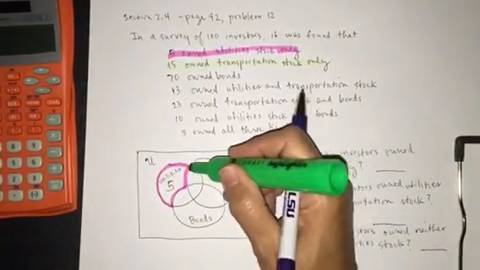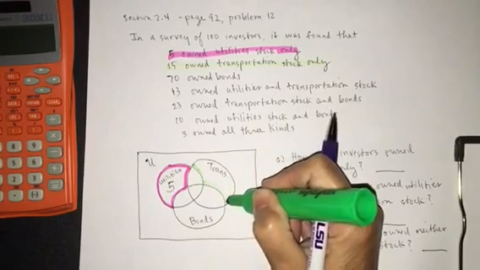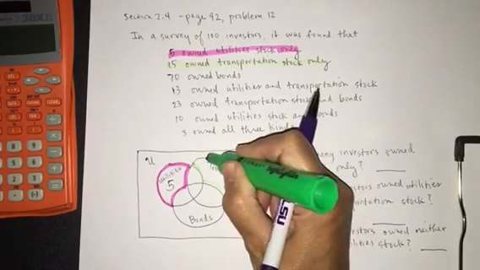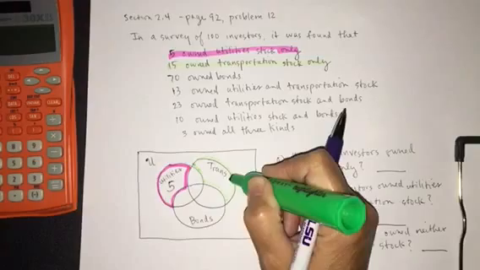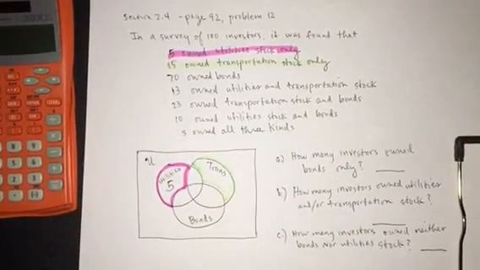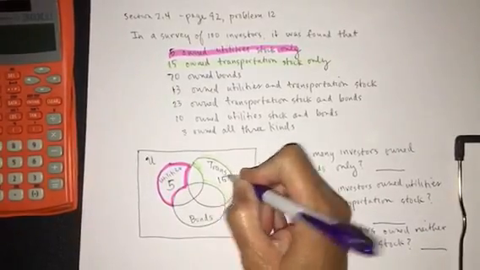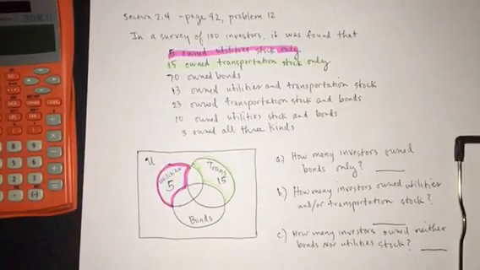So in transportation, I'll put that in green. This green is just about out of ink there. Transportation only. In that green portion, 15 people, because that's all they owned, just transportation. Now I'm going to go from the bottom up.